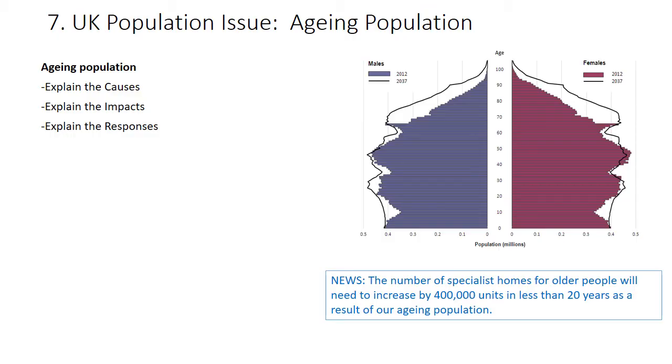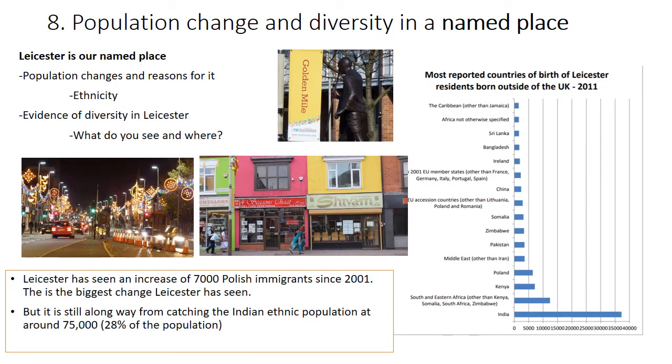You may be asked about the population change and diversity in a named UK place, in which case talk about Leicester. Now, although many of the Indian ethnic population moved to the UK before the 21st century, it's still continuing to have a dramatic effect on Leicester's culture, as you can see from the Golden Mile, the biggest Diwali celebrations outside India, the number of Indian restaurants.